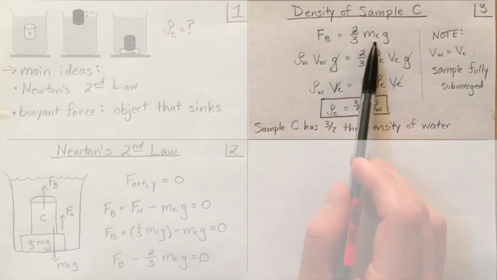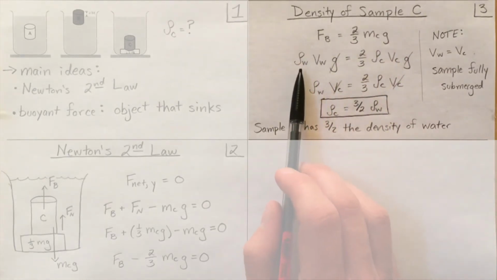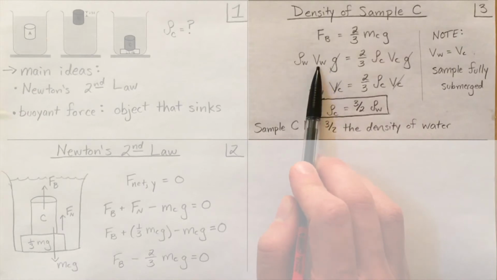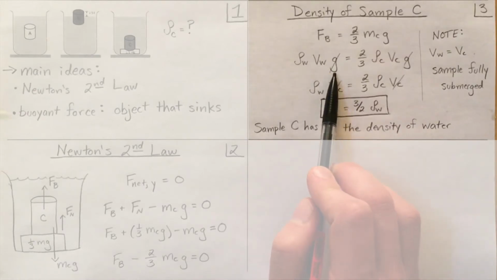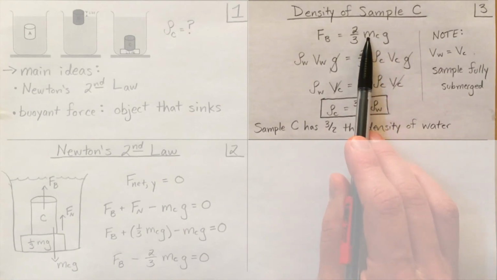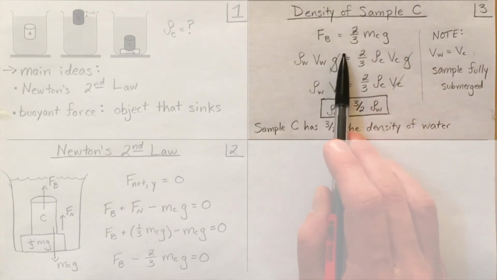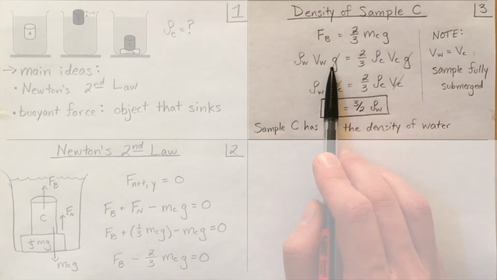Moving the 2/3 m_C g term to the right-hand side, we then rewrite the buoyant force in terms of the density of water times the volume of the water displaced times the acceleration due to gravity. Then on this side, we rewrite the mass of sample C in terms of its density and its volume, and we can then cancel out the acceleration due to gravity on both sides of the equation.